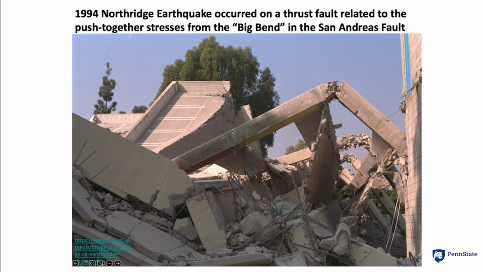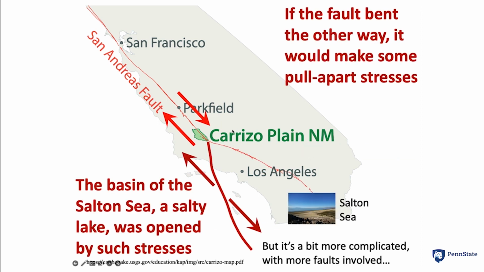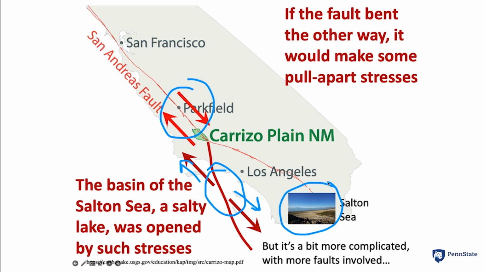If we go back to our map, imagine for a moment a fault that went the other way. Now what would happen is this motion would be carrying this side down, this side up, and you would have pull apart going on in here. And in fact, there is a little bit of that going on. Over here, there is a pull apart basin that has a salty lake in it called the Salton Sea that is linked to this kind of horizontal motion.